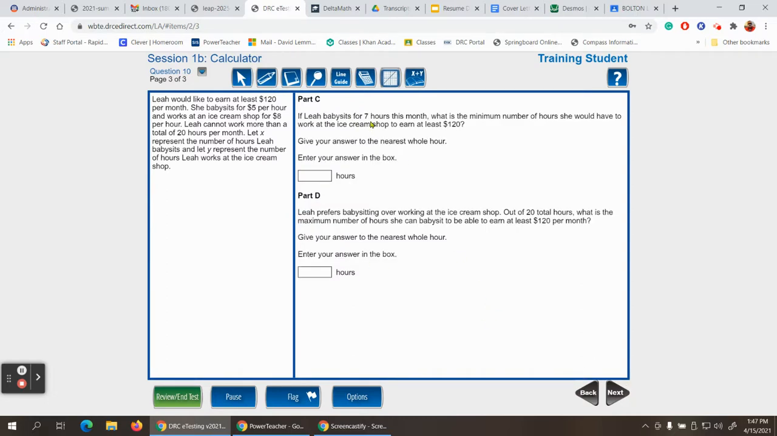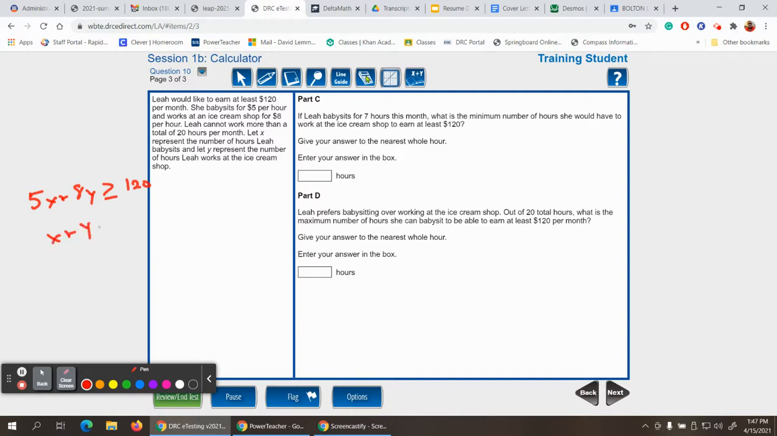Leah wants to babysit 7 hours this month. What is the maximum number of hours that she would have to work at the ice cream shop to earn at least $120? Okay, so again, I have my equations, and you wrote these down on a scratch piece of paper, right? Your equations are 5x plus 8y is greater than or equal to 120, and x plus y is less than or equal to 20.